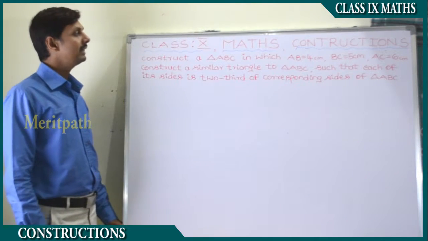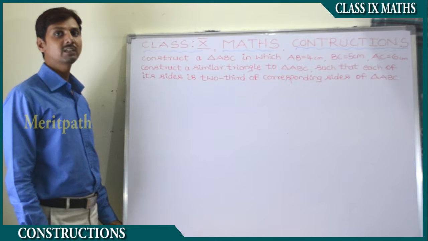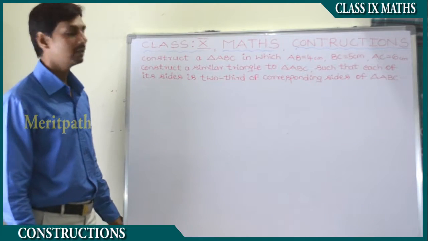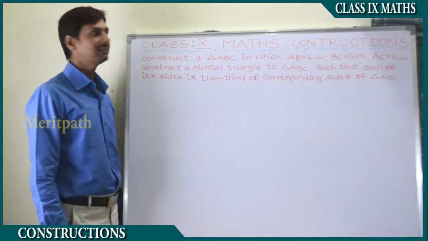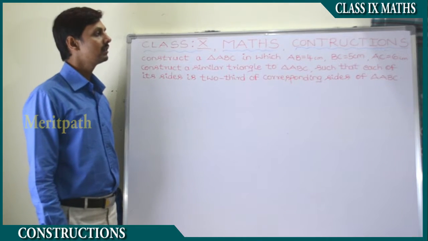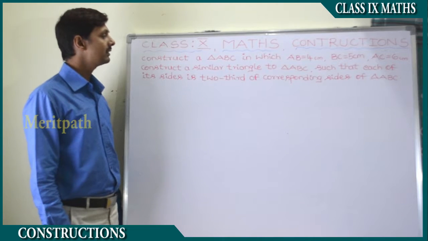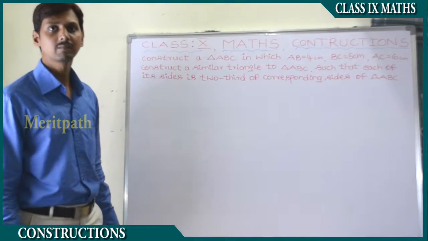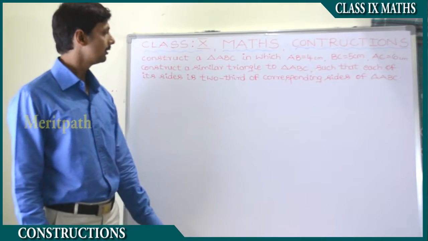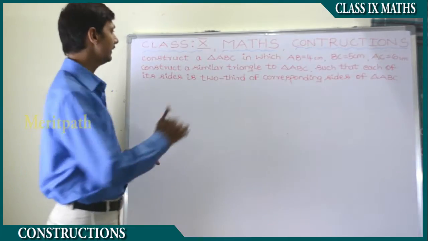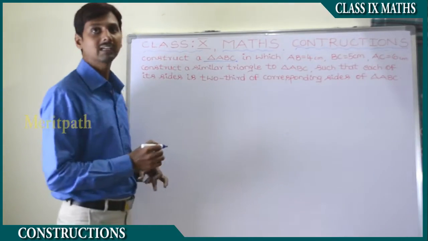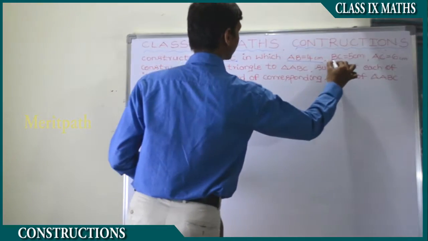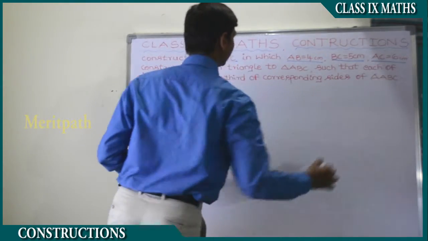Construct triangle ABC in which AB is equal to 4 centimeters, BC is equal to 5 centimeters, and AC is 6 centimeters, and construct a similar triangle to triangle ABC such that each of its sides is 2/3 of the corresponding sides of triangle ABC. Let's recall. To construct triangle ABC, the sides are AB is 4 centimeters, BC is 5 and AC is 6 centimeters.